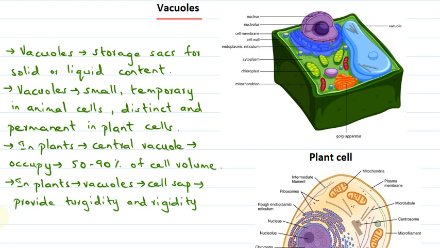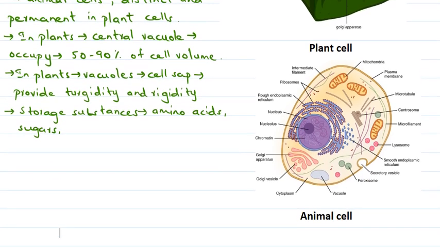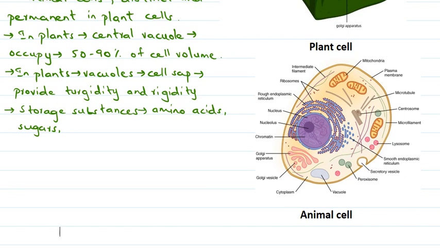What are such storage substances that are present in vacuoles in plant cells? They are amino acids, sugars, and various other substances stored in vacuoles.